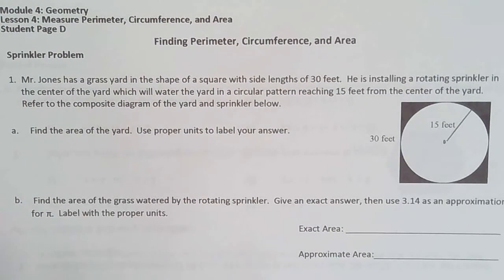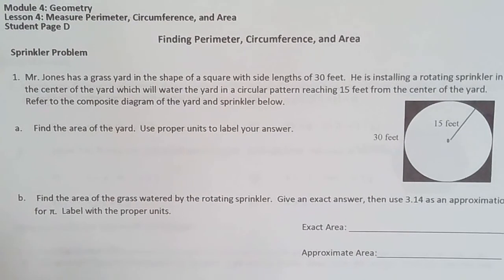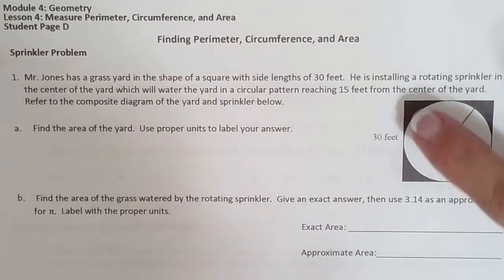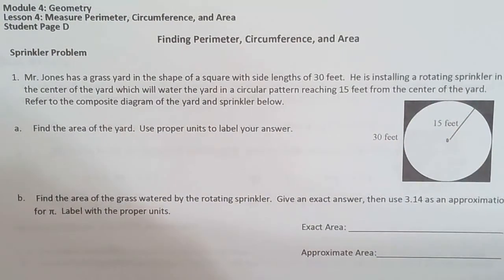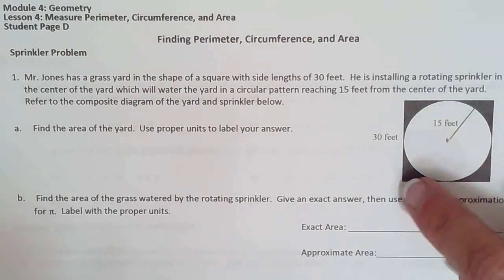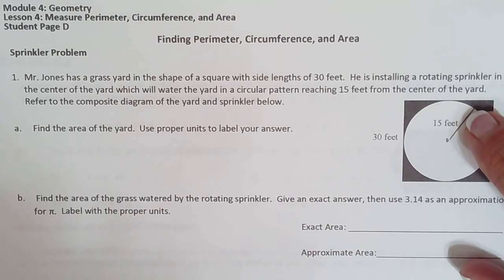So this first one is a sprinkler problem. Mr. Jones has a grass yard in the shape of a square. So this whole thing is his yard with side lengths of 30 feet. I marked that on the picture. He's installing a rotating sprinkler in the center of the yard, which will water the yard in a circular pattern, reaching 15 feet out. 15, 15, 15. So 15 is called the what again? Radius, right? So what's the diameter?